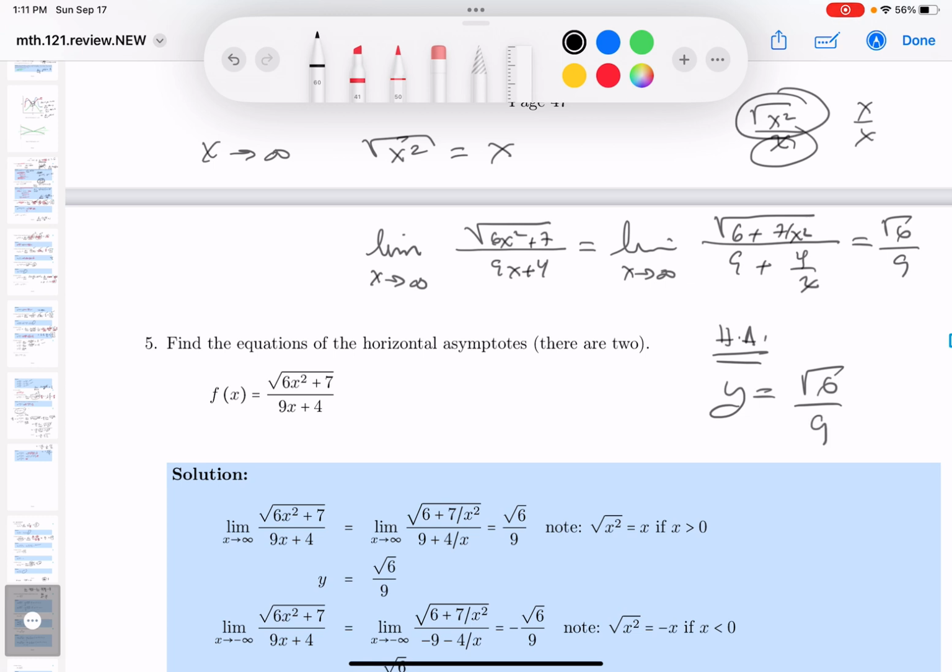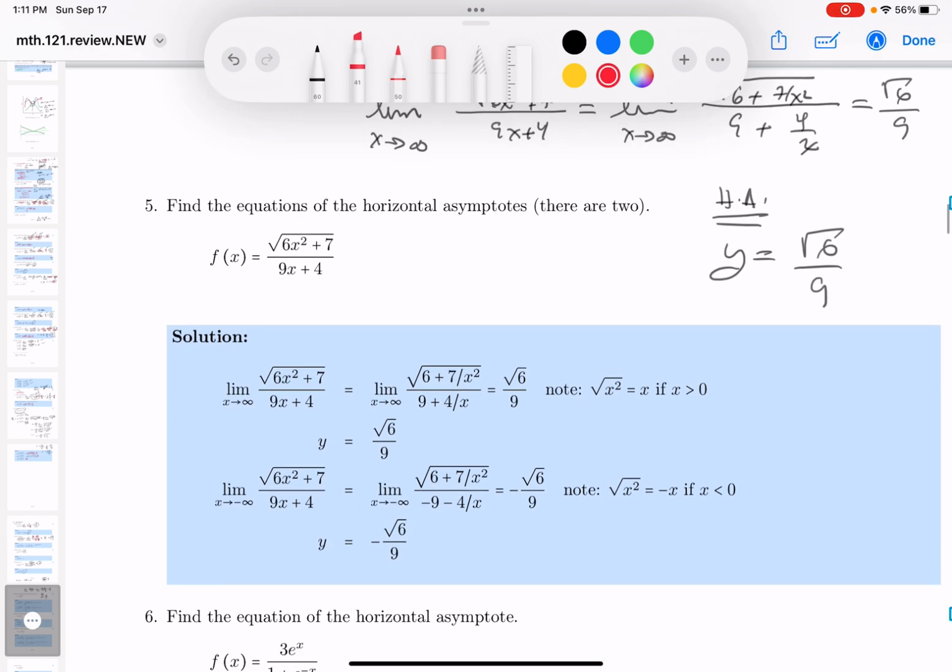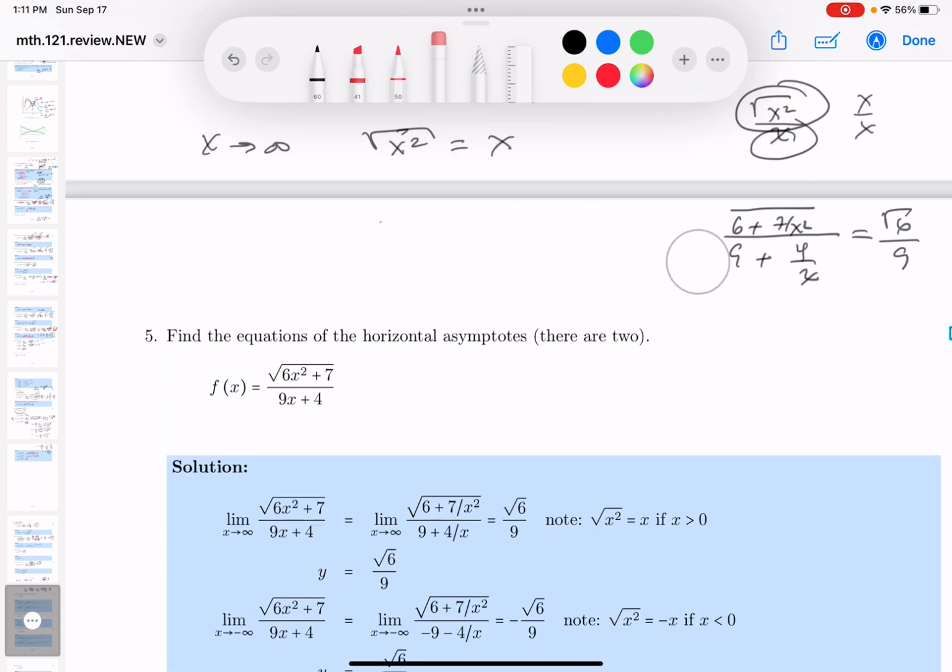Let's just check the key and see how we did over here. I notice it's saying, note that this is true when x is a positive number. And we get this number over here. So the horizontal asymptote, as we said, would be this over here. Let's go to the next one. I'm going to make an erasure over here. I'm kind of satisfied with that, but I want to go towards minus infinity now.